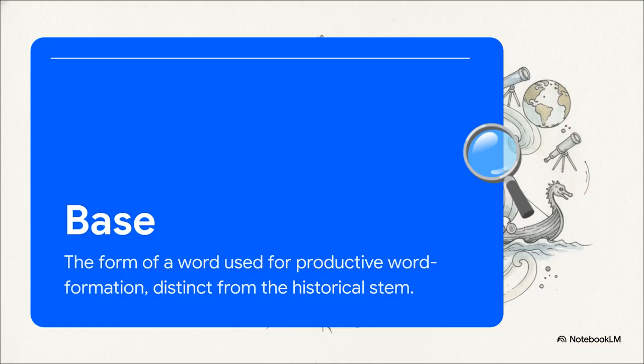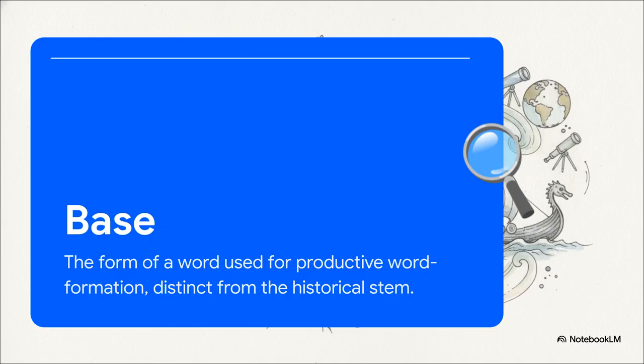Now, to truly understand those complex words, we lean heavily on the theories of Bauer and Lieber. They make a critical distinction between a stem, a base, and an affix. Let's look at the word depolarization. If we strip away all the affixes, the prefix, the suffixes, we're left with the stem, pol. And that's great, it tells us the historical root. But the stem isn't always enough to explain how a word is actively being built today.